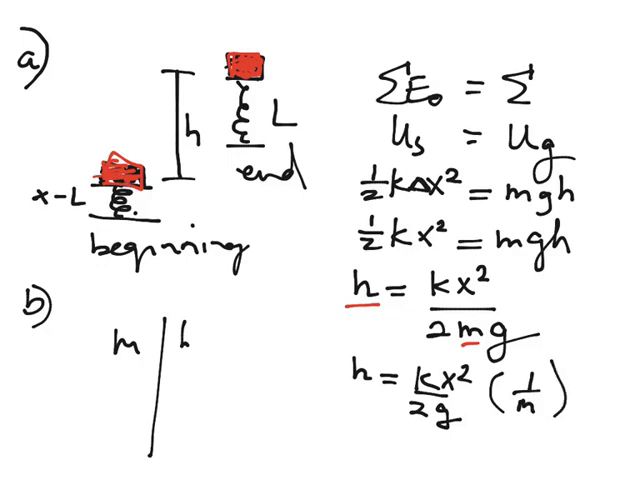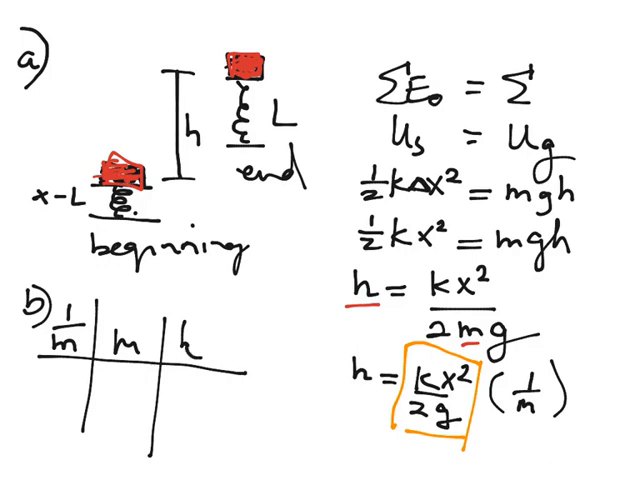So if I graph h on my y-axis versus 1 over m, then I will get a straight line, and its slope will be kx squared over 2g. So the second variable you have to graph is 1 divided by m.